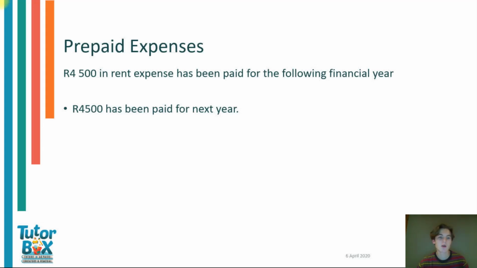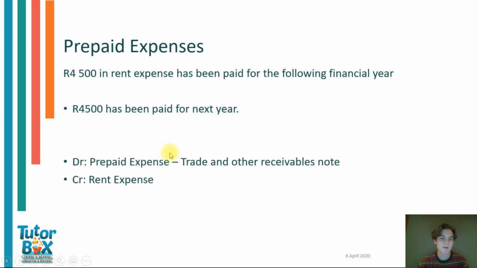financial year. So how do we record this in our financial statements? We will debit our prepaid expense, and this is found in our trade and other receivables note. And we will credit our rent expense. Remember, we have to credit it to decrease this amount because this amount is not actually used in this financial year. It'll only really be used in the next financial year.